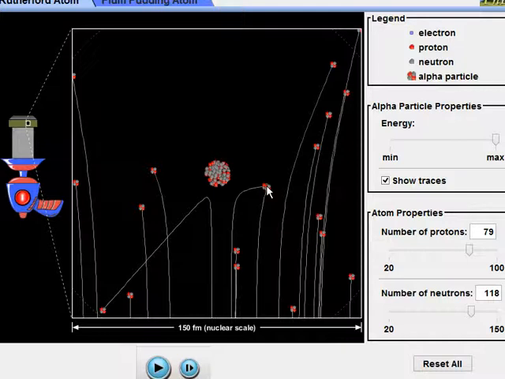So basically, as the trace comes closer to the nucleus, the deflection starts to increase. Why do you think this is? Why is it that these are being deflected at a large angle compared to the ones that are further away? What do you think the reason is? Any ideas?